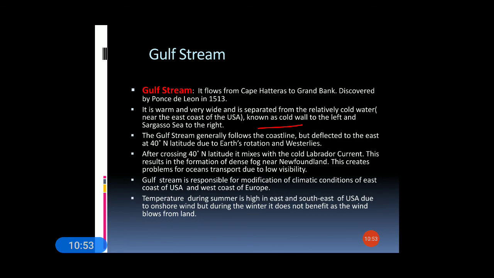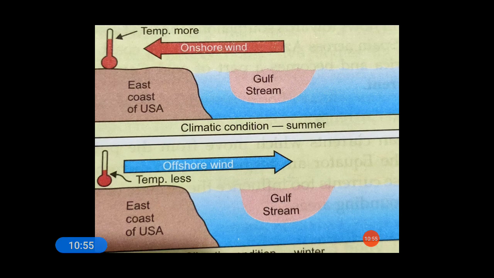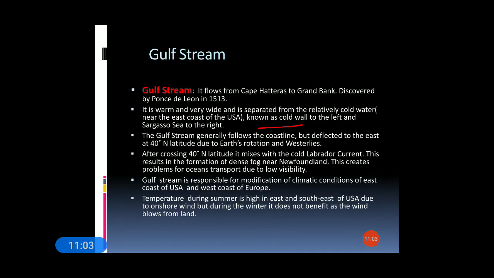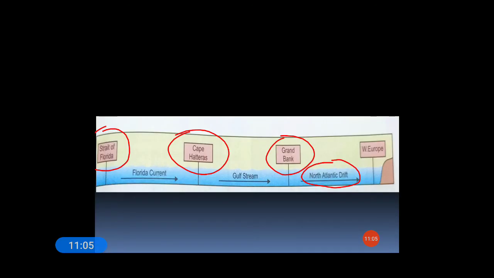Okay, so this is all about Gulf Stream. Now we'll move toward the next topic, that is North Atlantic Drift. Now, North Atlantic Drift, let me show you in this particular image. It flows from Grand Bank to the western part of Europe, especially the countries like Norway, Sweden, France, etc.